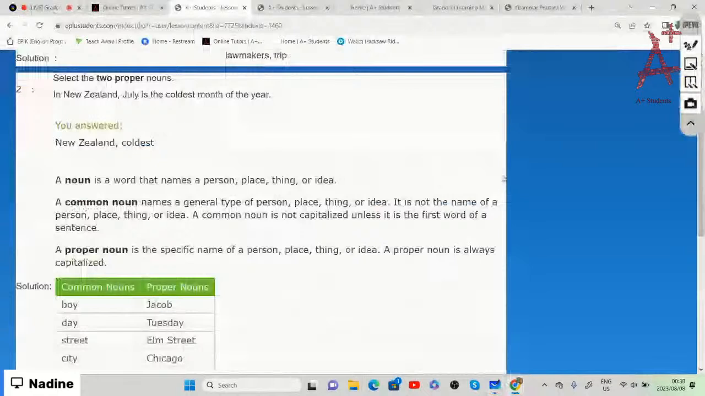And a common noun is not capitalized, guys. It is not capitalized unless it is the first word of the sentence. Then we capitalize it because a sentence starts with a capital letter, right? And then we also gave you a few examples of common nouns on the left hand side as well as proper nouns on the right hand side. All right, so now we're going on to our test.